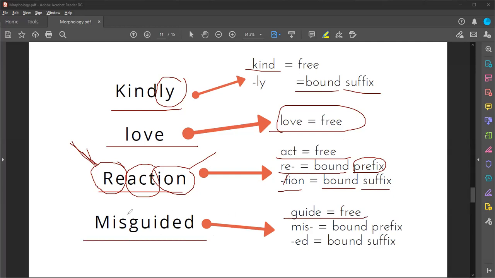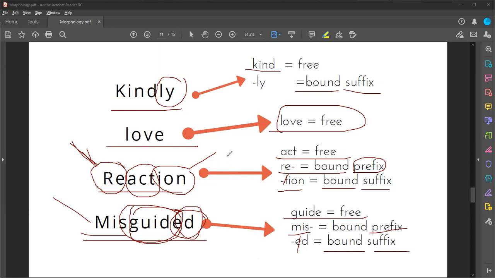And we have misguided. The guide will be free. The guide in here is the free morpheme, and the mis is this one. So this is a negative affix. So this will be a prefix, and the ed, though this will be the e, but we can also say d. It really depends. So this will be the bound, and this will be the suffix.